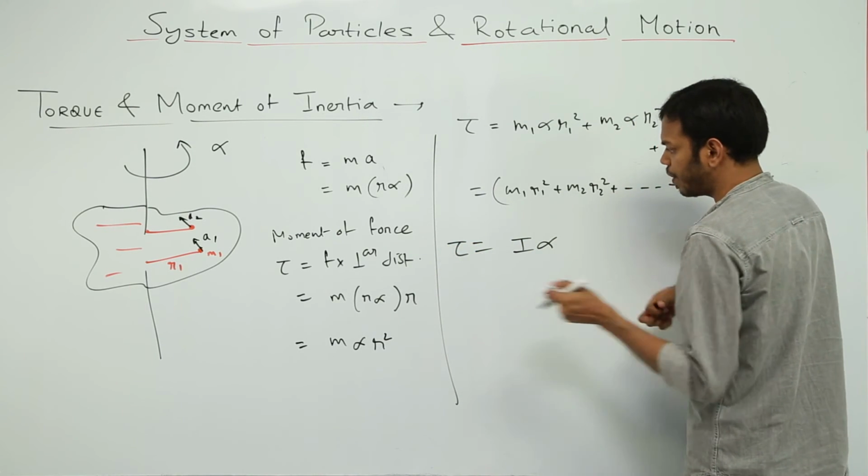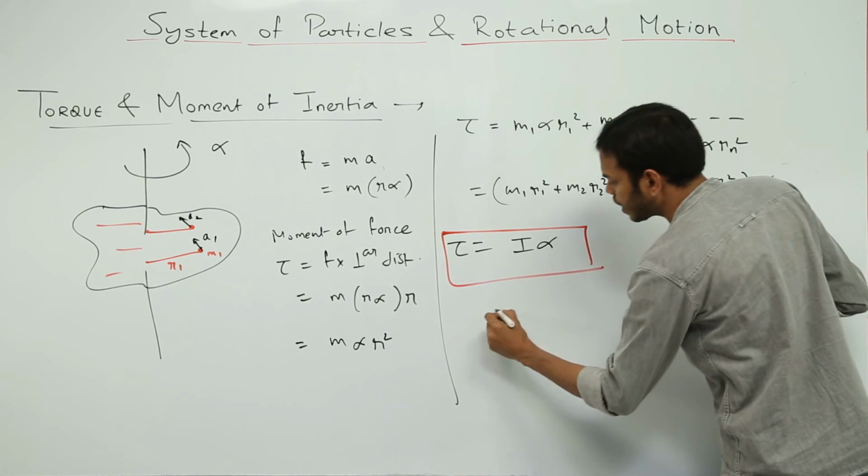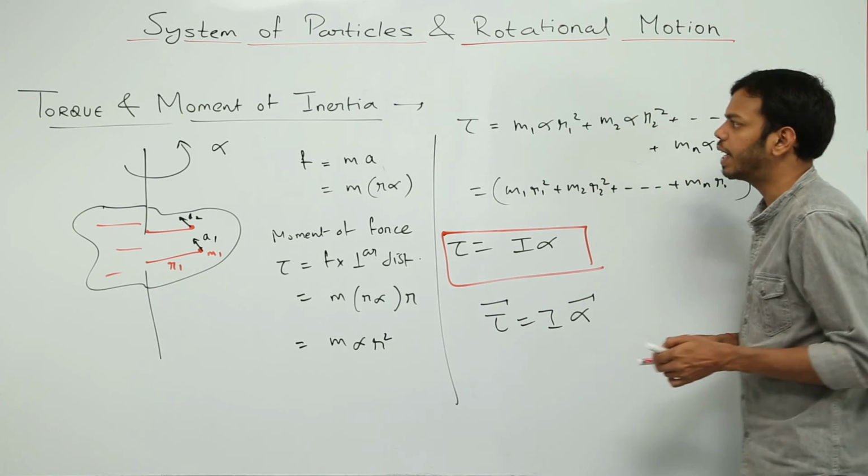This is the relation between torque and moment of inertia. And if you want to write it in vector form, it would be torque equals I alpha. This is the required relation we are looking for.